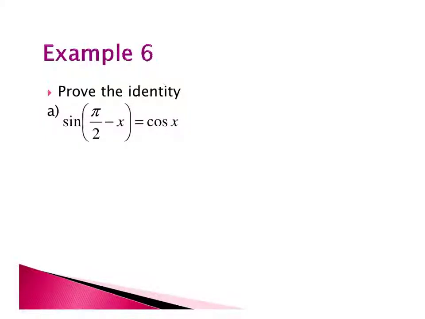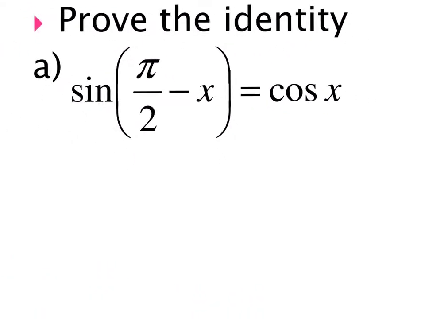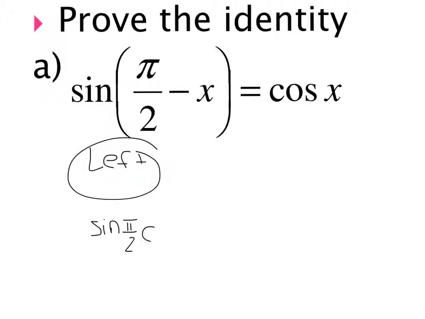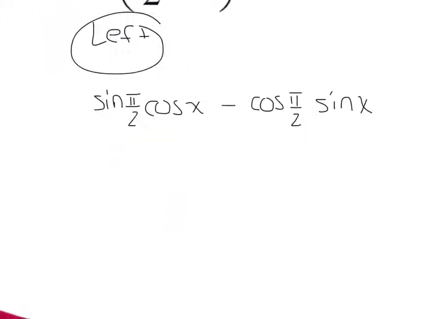Now we want to actually prove the identity using our sum or difference formula. So this is going back to lesson 5.1 for the proofs. What I'm going to do is work on the left side, and I'm going to introduce the difference formula for sine. So it's sine of the first angle, cosine of the second angle. Remember, the signs for sine stay the same. Cosine of the first angle, sine of the second.